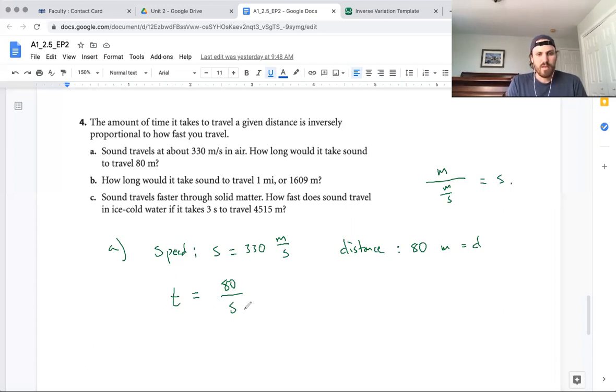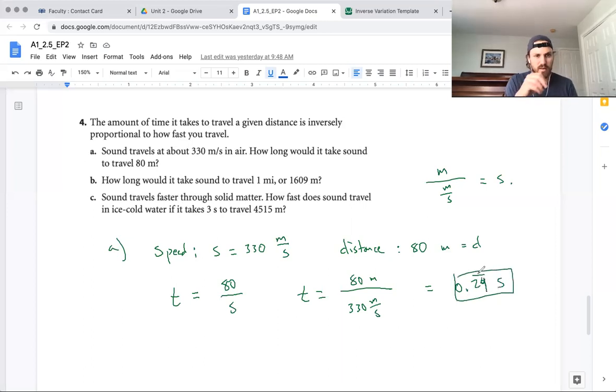So if your speed was 330, then your time should simply be the 80 meters, your distance, divided by the 330 meters per second. And certainly it should be much faster than a second, because if you can travel 330 meters in a second, then you should be able to do 80 meters in much less. So 80 divided by 330 would be basically 0.24 repeating. That's supposed to be a 4 seconds. That's how long it's going to take you to travel 80 meters, or rather sound to travel.